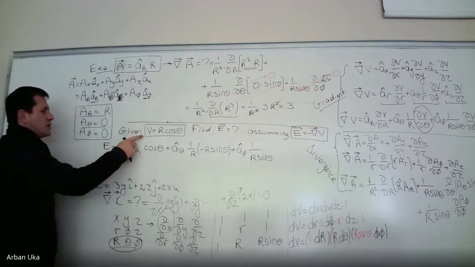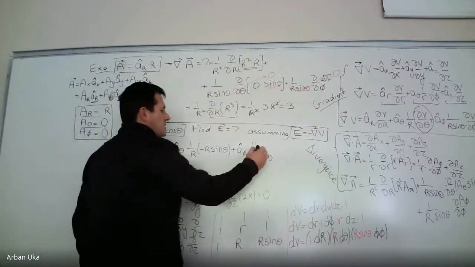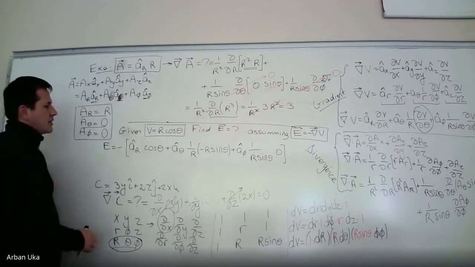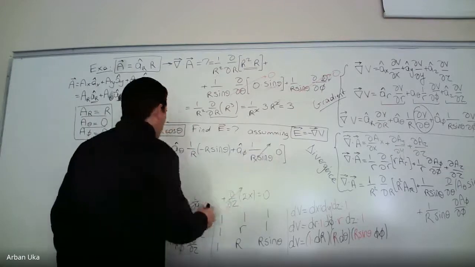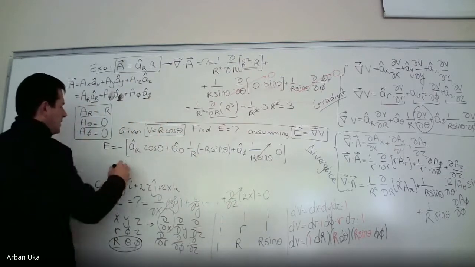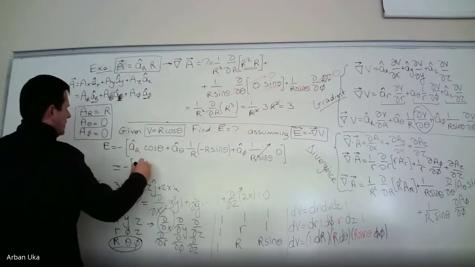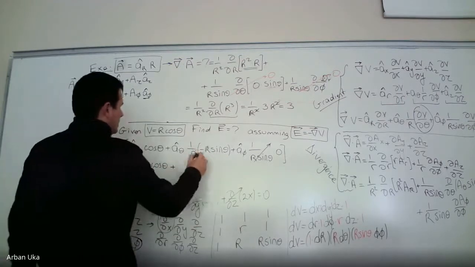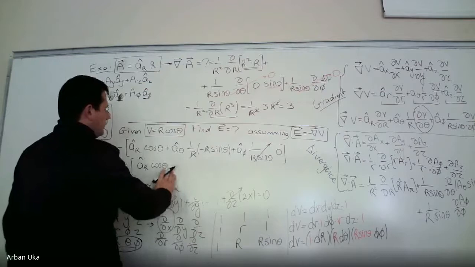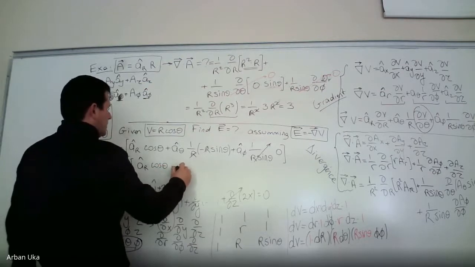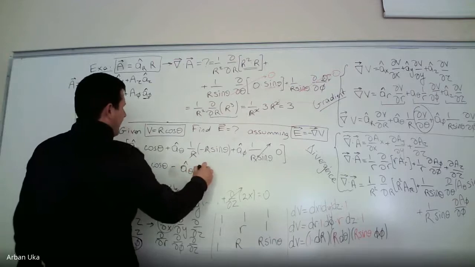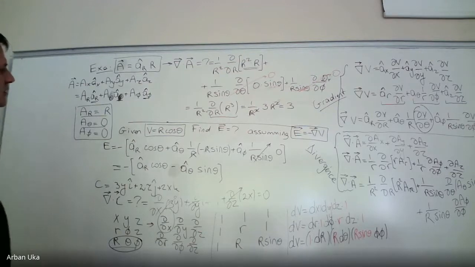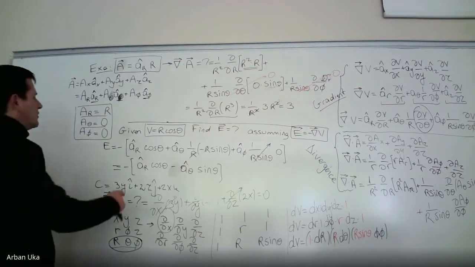What is the derivative of V with respect to phi? This is just 0 because phi does not explicitly appear in this expression. So this will be cancelled out, and then the electric field will be equal to minus aR cosine theta plus or minus a theta sine theta. Okay, so this is the electric field for this potential given by this expression.